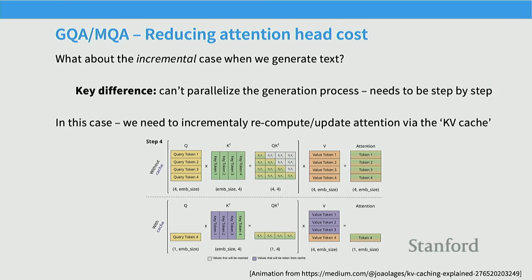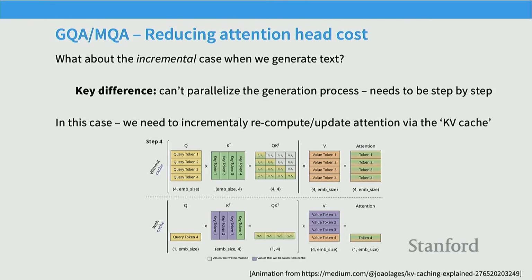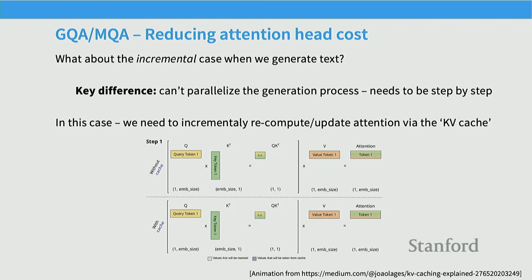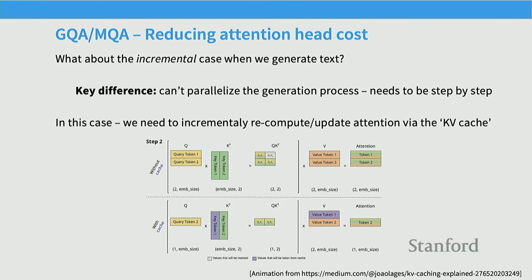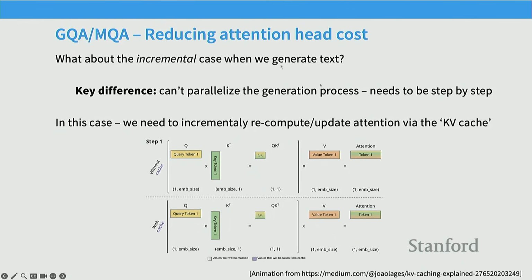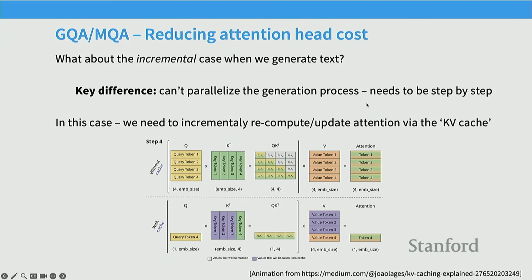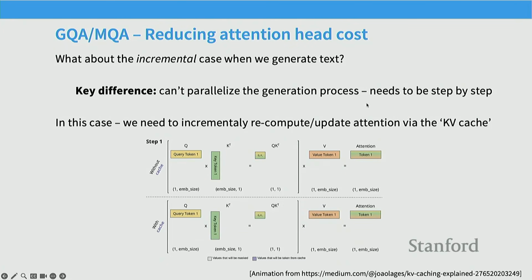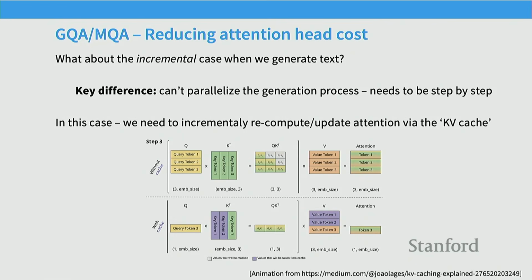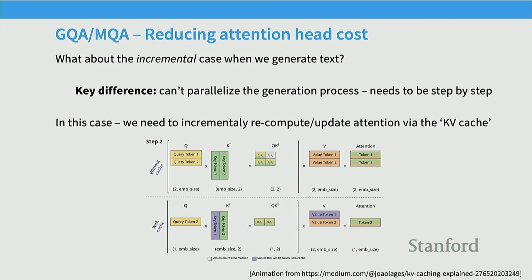So when we're generating text, remember that we have to generate a token, and then the transformer has to read that token and process it, and now we can get the next token distribution, and then we do things autoregressively, one token at a time, right? By doing this, we can't parallelize the generation process. We need to go step by step for every single new token. And when we do this, we're going to need to incrementally compute attention, an idea that people call the KV cache. And so what do you do?